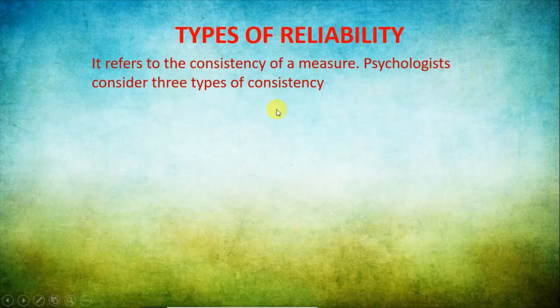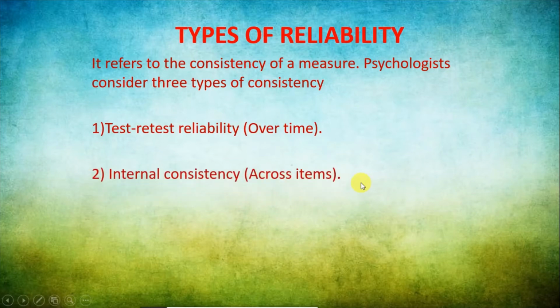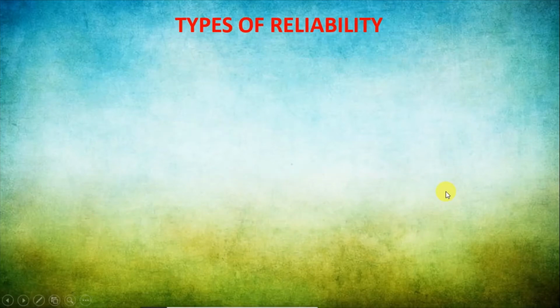It refers to the consistency of the measure. Psychologists consider three types of consistency. Test-retest reliability, which is reliability over time. Internal consistency, which is across the items. And inter-rater reliability, which is across different researchers.